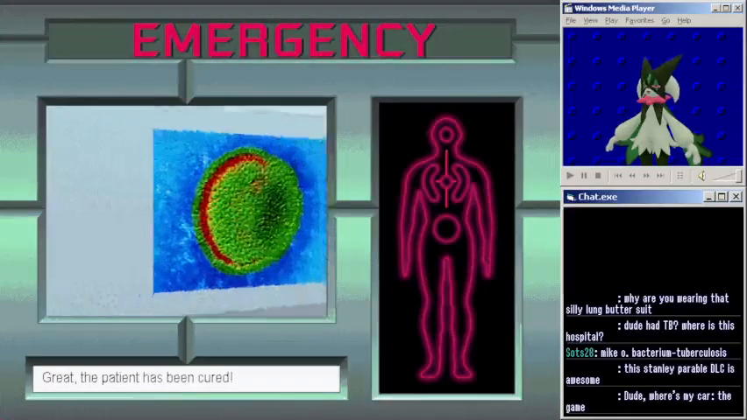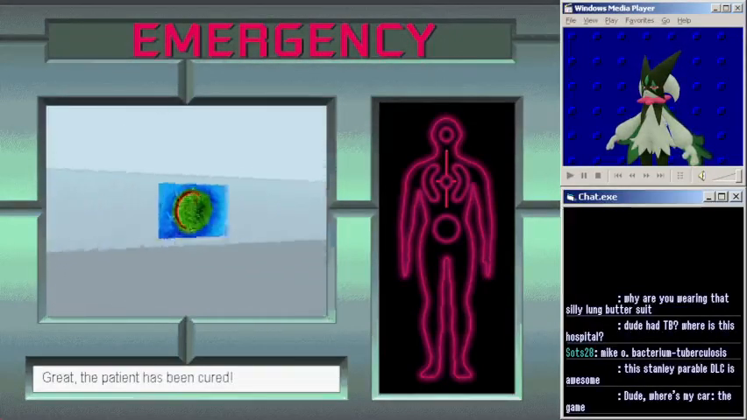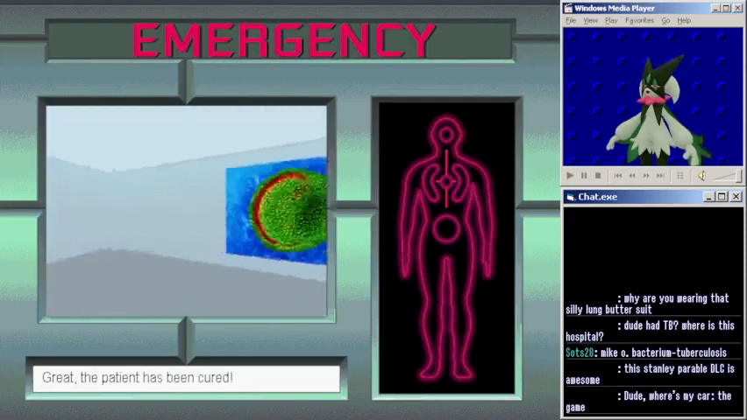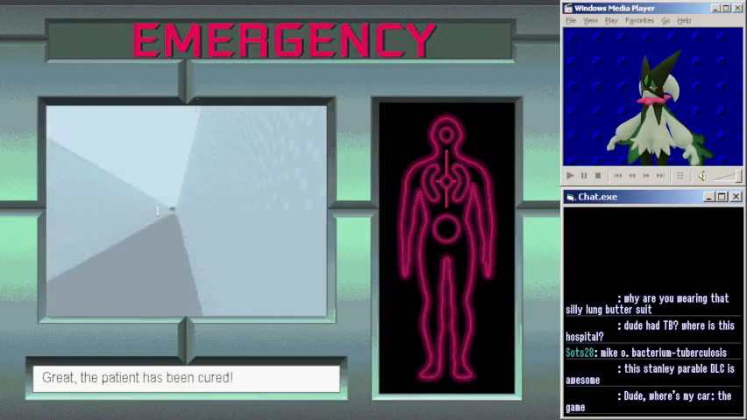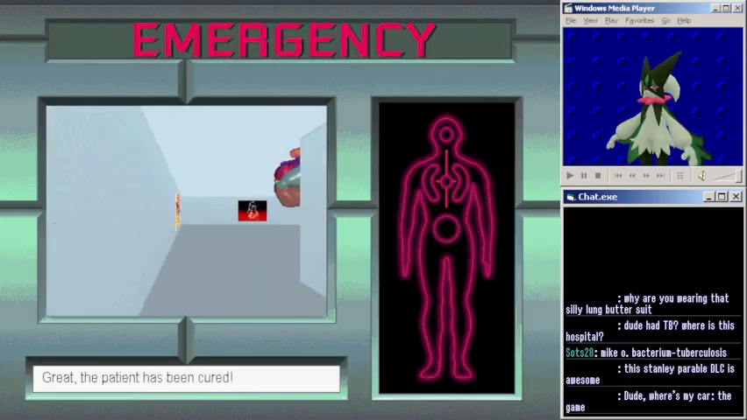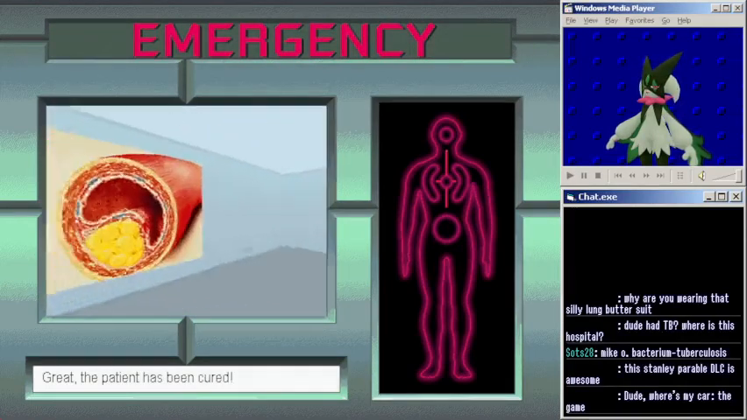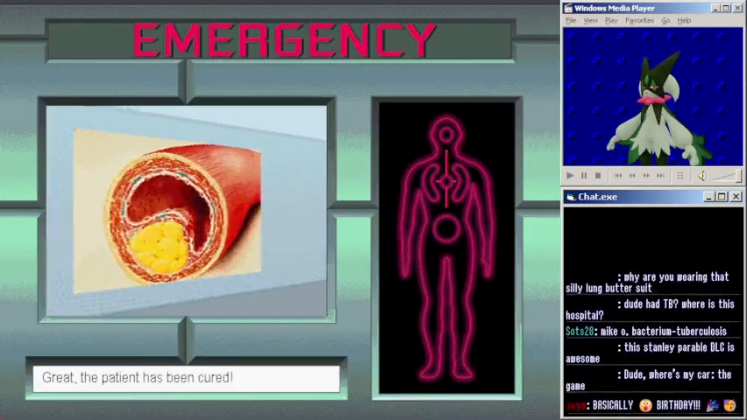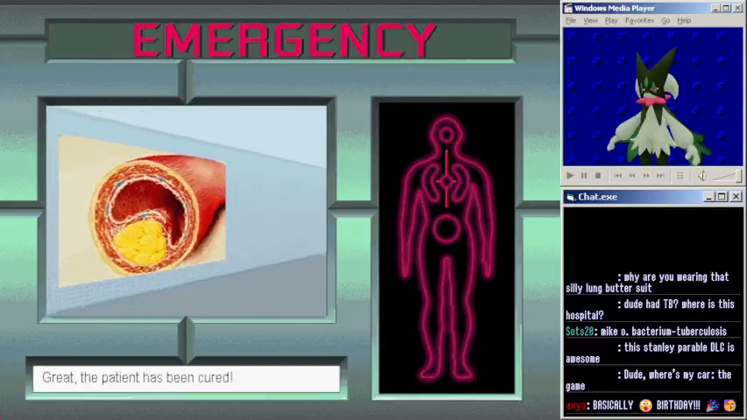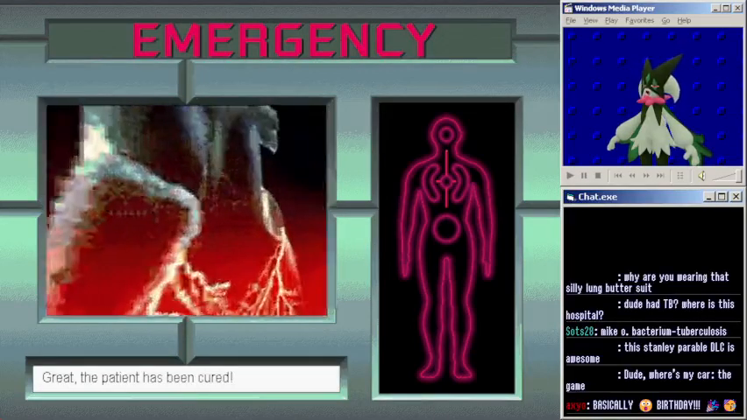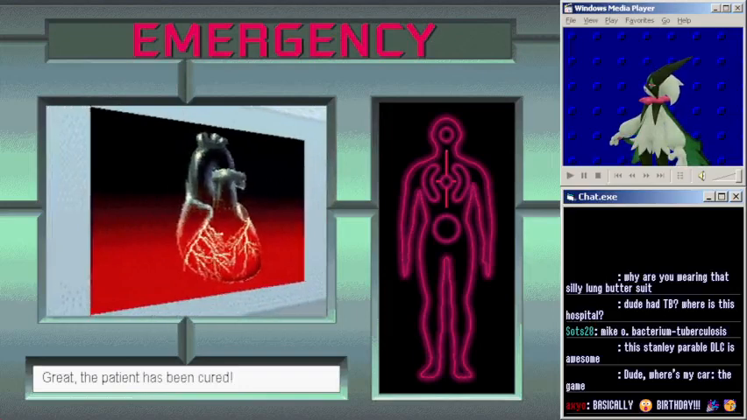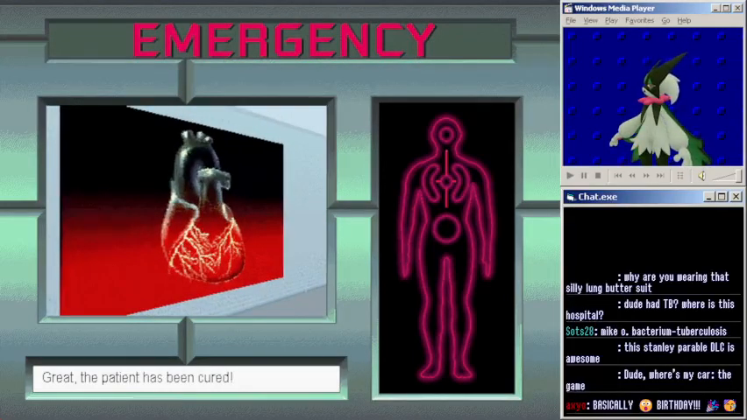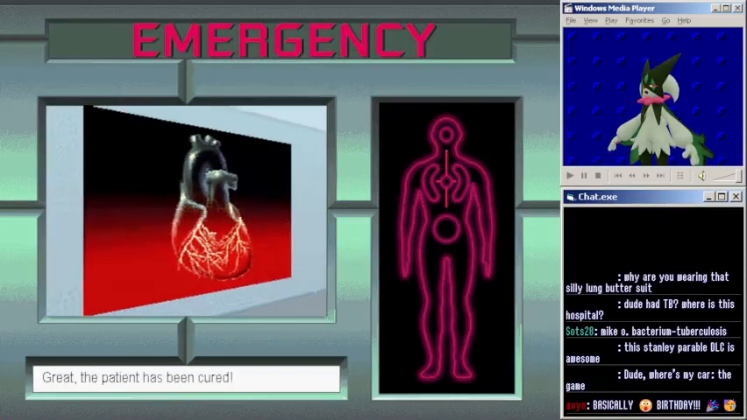Influenza virus. Oh, okay. So, there's two different views of it, I guess. And here's the exhibit on the heart. Coronary artery disease. Oh my. What's going on, Axio? Yep, this is 3D Body Adventure from like 1990 something or other.